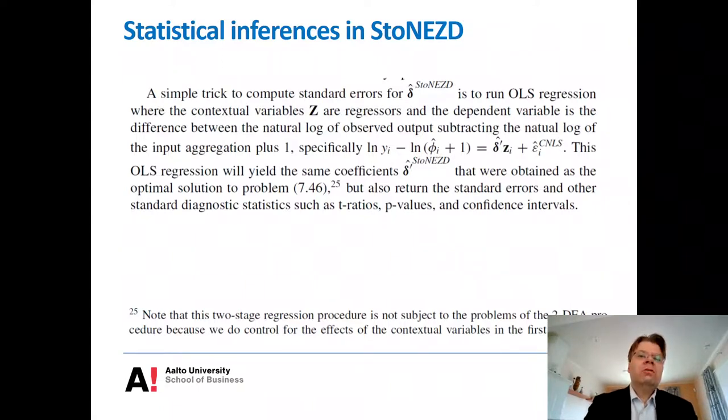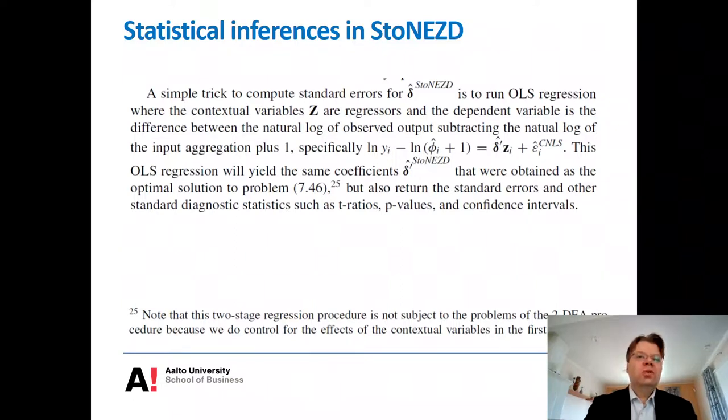Obviously, linear regression is just a restricted special case of the convex regression problem. So by running the second stage regression, we actually get exactly the same delta coefficients that we already know. But the idea with this second stage regression is to then also infer the standard errors, t statistics, p values, and confidence intervals. So we don't need to formulate some kind of separate code for that. We can just do the second stage regression.